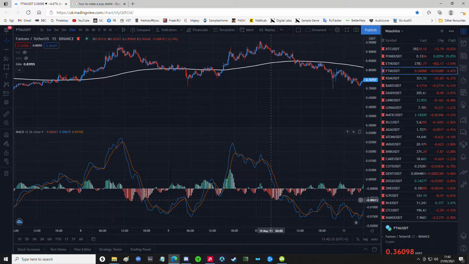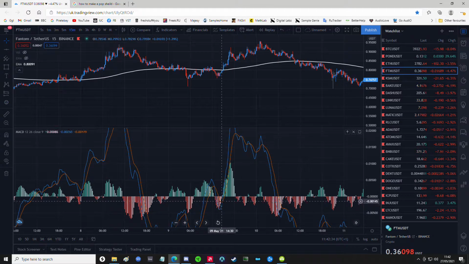Here we can see it's giving us a crossover signal here. It's below, and price is actually starting to move up. You would have seen this start to push up. Again, you could have taken this trade.